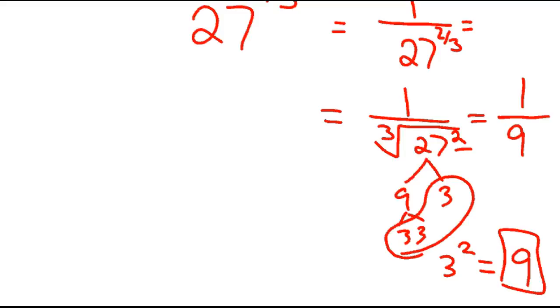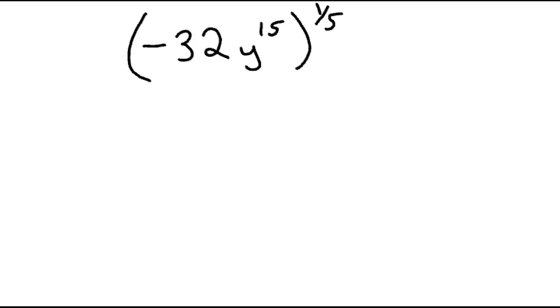So that is that part. What happens if you have something like this? Give it a shot, maybe try it out. Okay, so this one is negative 32 to the 1/5 power. And for y, 15 times 1/5 is 3, because power to power, you multiply your exponents. So we've eliminated the fractional exponent for the y. But let's go ahead and simplify negative 32 to the 1/5.